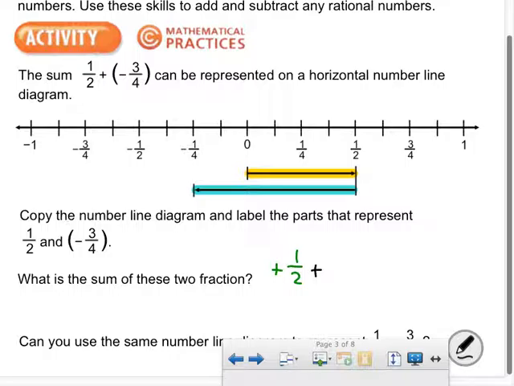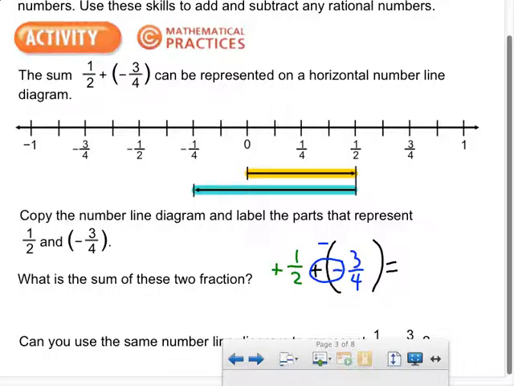And then I have plus a negative 3/4. Well, if you recall from my warm-up, we don't want to have two signs in front of a number, right? Whether it's a fraction or an integer. So I need to fix that. What is that going to become? Minus. It's going to become a minus. So here we go. This becomes a minus.